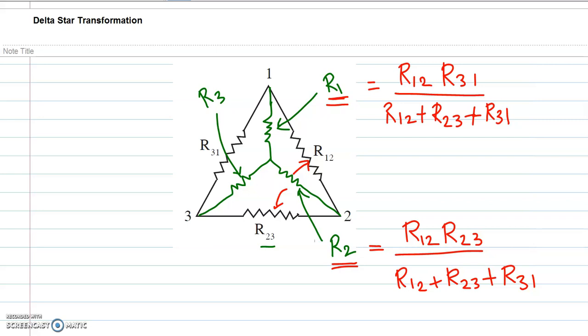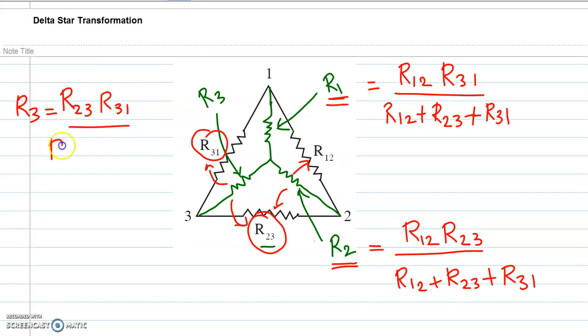Now the last one is finding the value of resistance R3. On either side of R3 we have R23 and R31. You can observe it here. So R3 will be equal to R23 into R31 divided by R12 plus R23 plus R31.